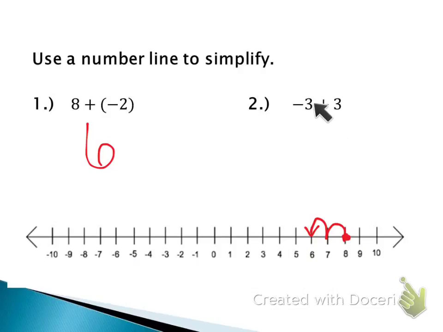On number 2, I'm starting at -3. So I'll put a little marker at -3. And then I'm adding +3. Which means that I'm moving to the right. So moving to the right 3. Okay, that means I landed at 0. So this is how we can use a number line to add positive and negative numbers.